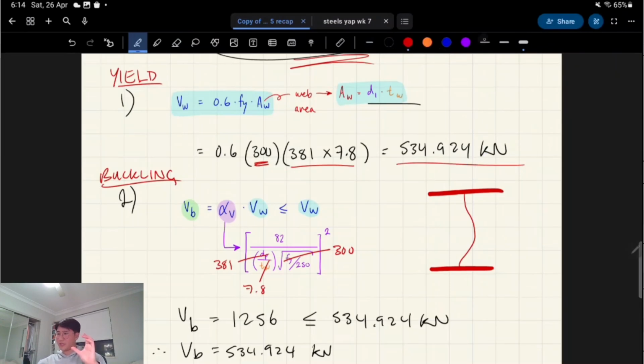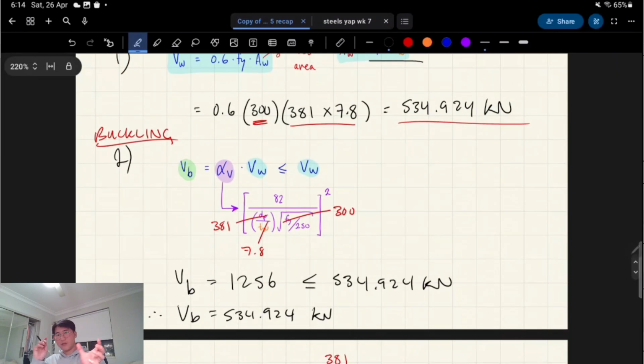Yielding is actually a pretty good scenario. Yielding would be if it was thicker and it ends up doing this. So you've essentially exhausted the max capacity that your web can handle because that middle web part was not super slender. So we're checking the buckling capacity now.